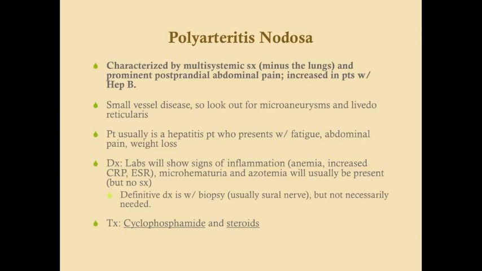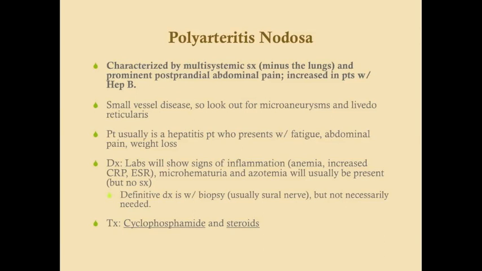When they come in for diagnosis with these symptoms, you're going to want to have your UA. A lot of times on the USMLE that will be given to you. It'll show microhematuria. Their metabolic profile will show azotemia, and their CBC will show signs of anemia of chronic disease. They'll show inflammatory markers like CRP and ESR.